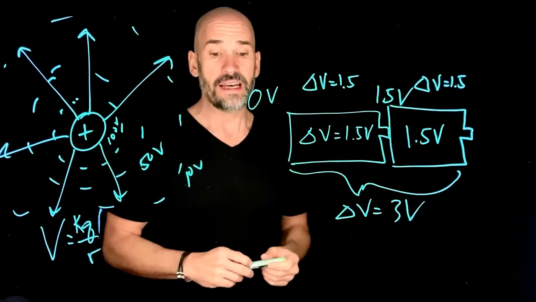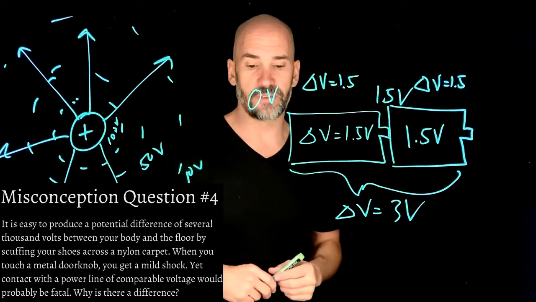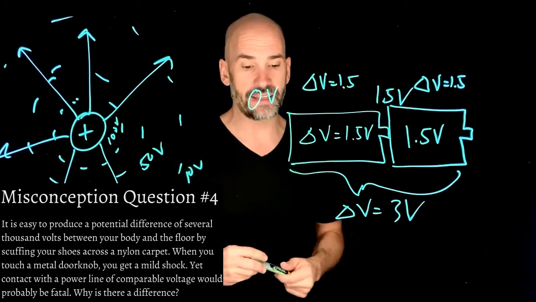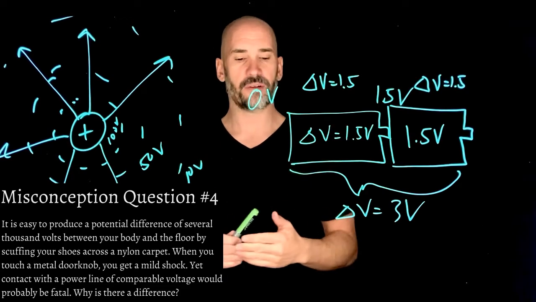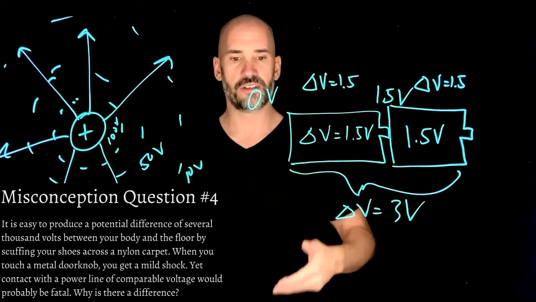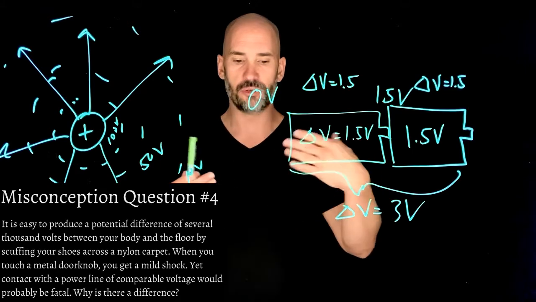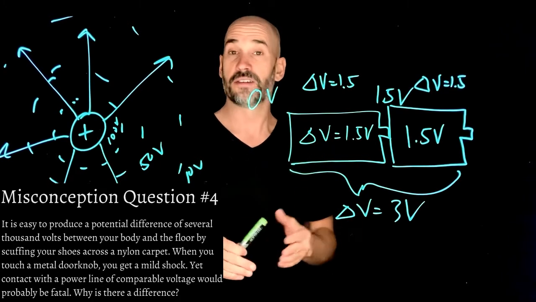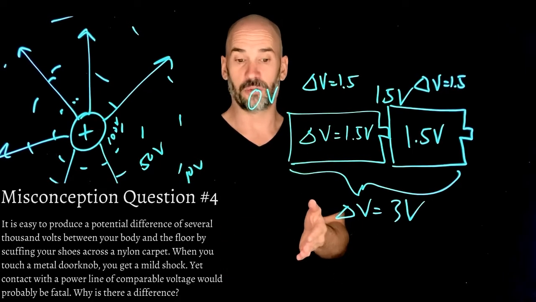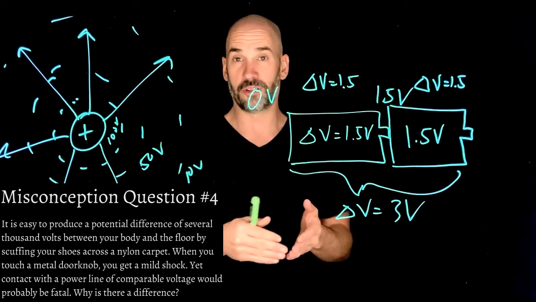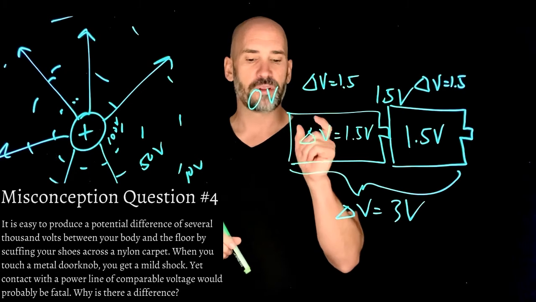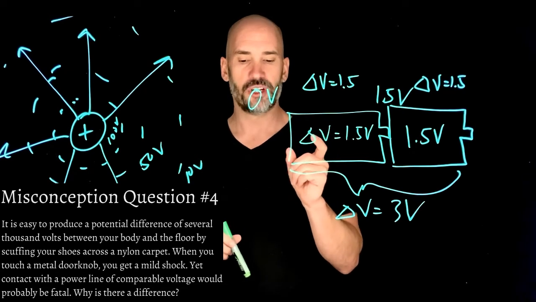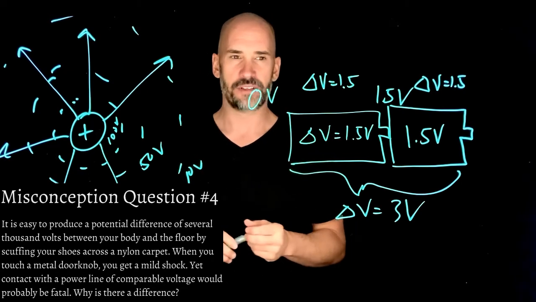Misconception question 4. It is easy to produce a potential difference of several thousand volts between your body and the floor by scuffing your shoes across a nylon carpet. We've all seen that. We know why that happens. You accumulate these charges, and those charges want to jump off to another object, and you will shock something, or something will feel, the electrons will actually jump to you. So yet, the contact with a power line of comparable voltage would be fatal. Why is there a difference?